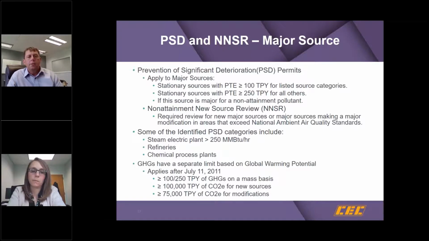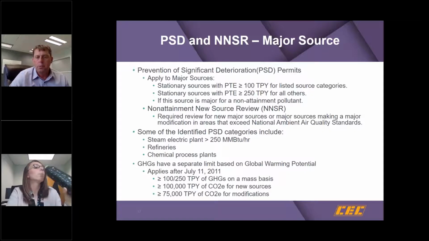And then there's some identified categories down here that were mentioned up there. So if you have a steam powered electric generation plant greater than 250 million BTU per hour, that's one of the categories. Refineries and chemical process plants are also included in that. And the greenhouse gases, that's something I didn't talk too much about. We do mention it in here. Greenhouse gas reporting is a relatively new thing to the air quality world, but they have a little different threshold here than they do in other places. So I listed that down there at the bottom as well.